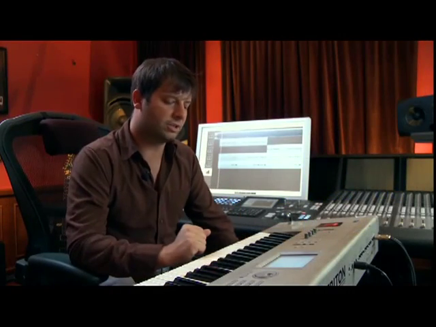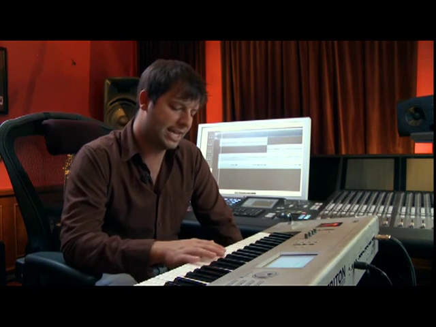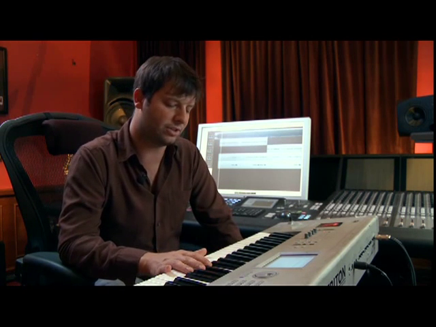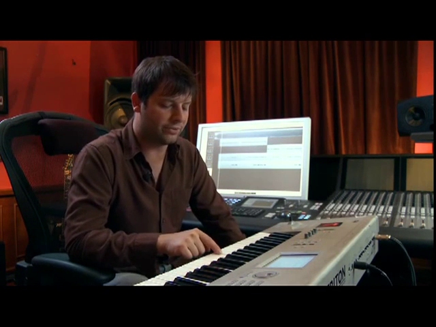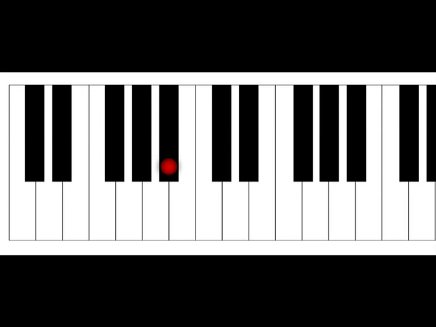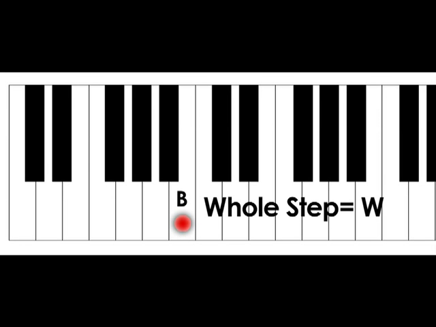But also, there's a little technique that I use to figure out any major or minor scale in any key. And that's by knowing the whole steps and the half steps in those scales. Now, a half step is going from one note to the next note on the keyboard. So for example, if we're on the A and I go one step up, that's the A sharp. That's a half step. A whole step is going two half steps. So this next note right here is a B. So that's a whole step away from the A note.